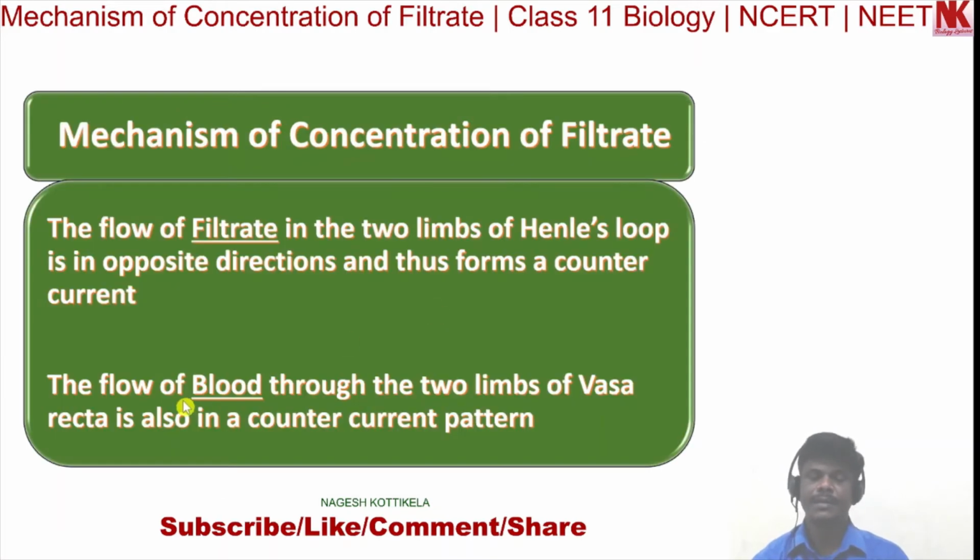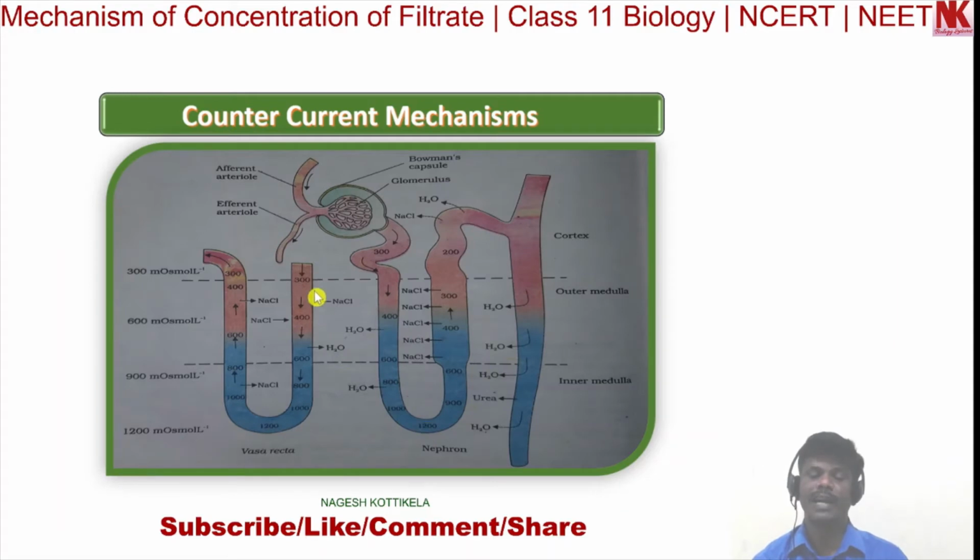Now, similarly, the flow of blood through the two limbs of vasa recta is also in a counter current pattern. You can see here the flow of blood in the descending limb of vasa recta is downwards and in the ascending limb it is upwards. Thus, it is also forming a counter current pattern.